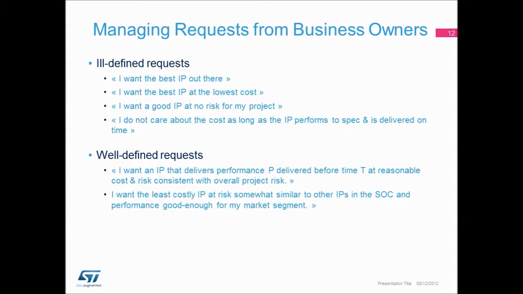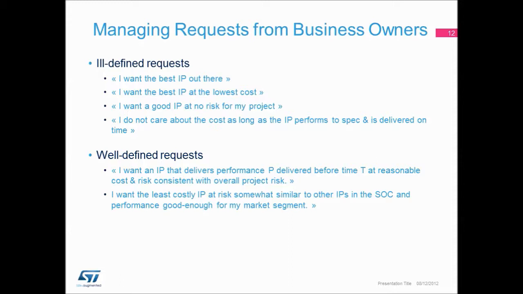The well-defined request would be, I want an IP that delivers performance P, okay, delivered before time T, which is the time I need it, basically to integrate into my SoC at a reasonable cost and risk consistent with the overall project risk, i.e. the project bears some risks in itself, and you need to be more or less consistent with that, and this is what we need to define, of course, with this internal customer.